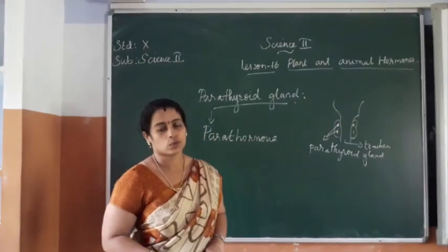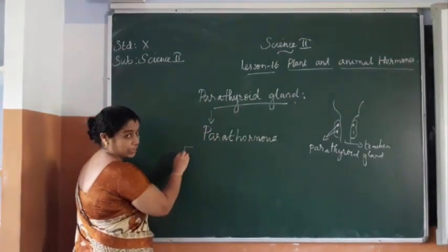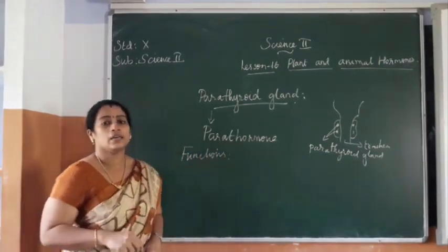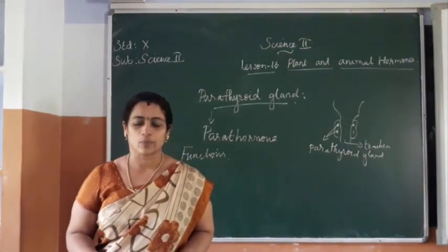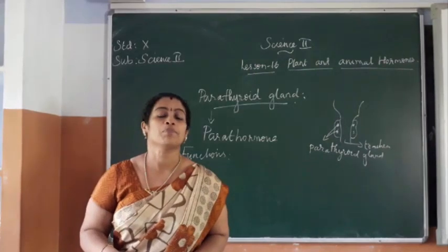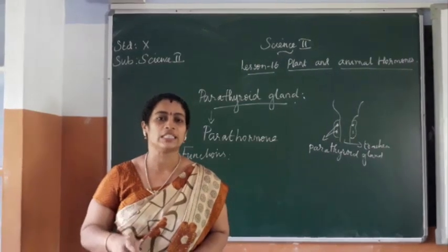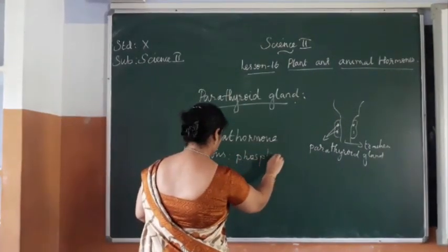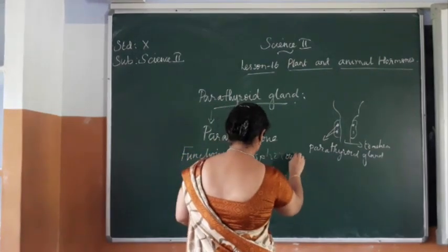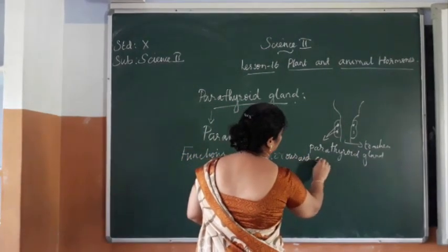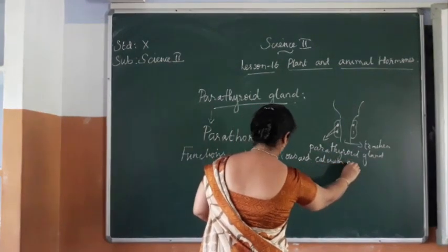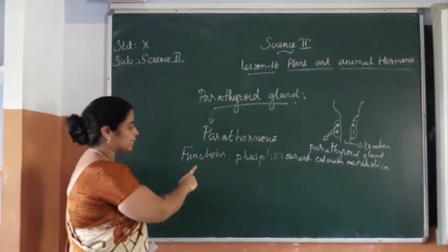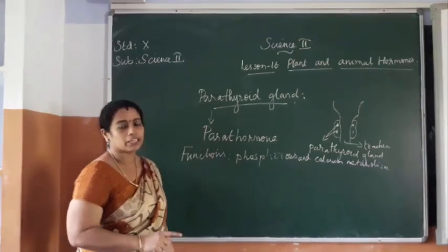Then coming to the functions, what are the functions of parahormone? First, it helps to maintain the calcium metabolism. That is, it regulates the calcium and phosphorus metabolism in our body. So this is the first function.